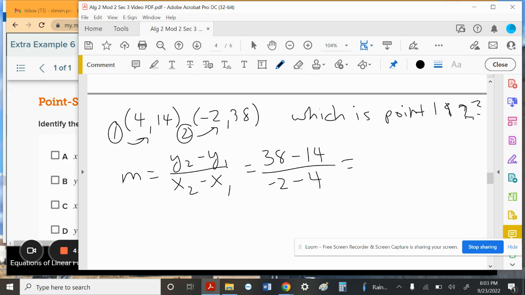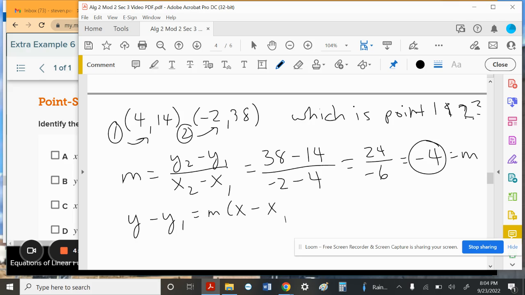So 38 minus 14 is 24. Negative 2 minus 4 is negative 6. So 24 divided by negative 6 is negative 4. There's my slope. Now I have a slope and a point. So we write the equation y minus y1 equals m times x minus x1.